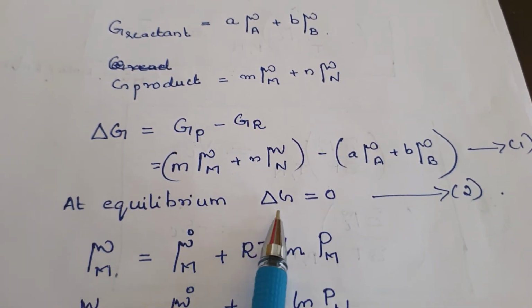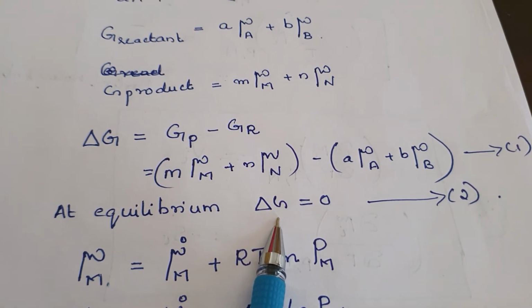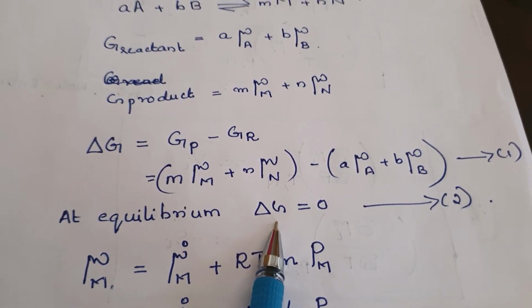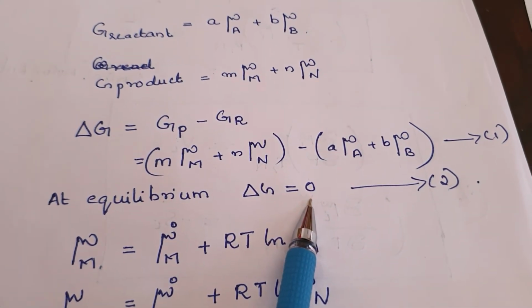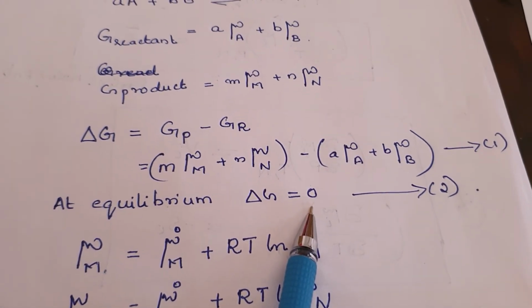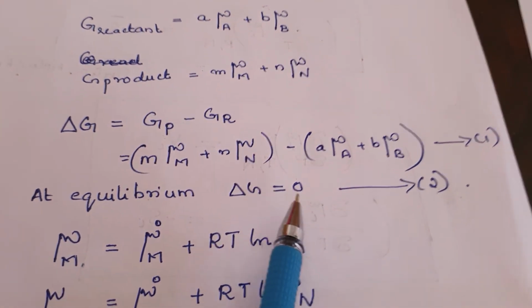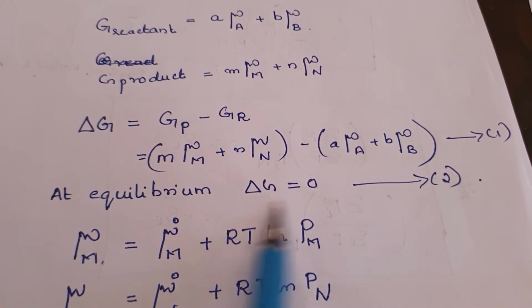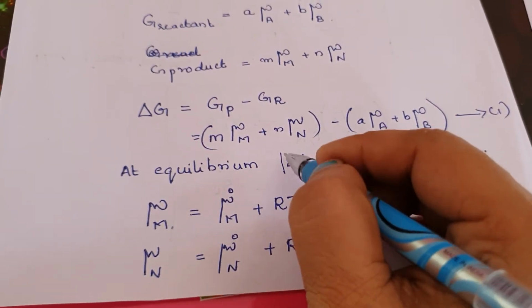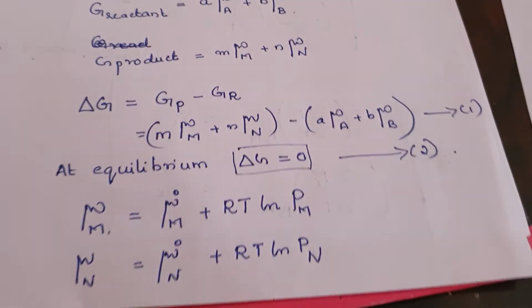At equilibrium, what is the condition of free energy change? It should be equal to 0. For a spontaneous process, it should be negative, and for a non-spontaneous reaction, it should be positive. This we have already seen, and this also you have to remember. At equilibrium, ΔG will be equal to 0.